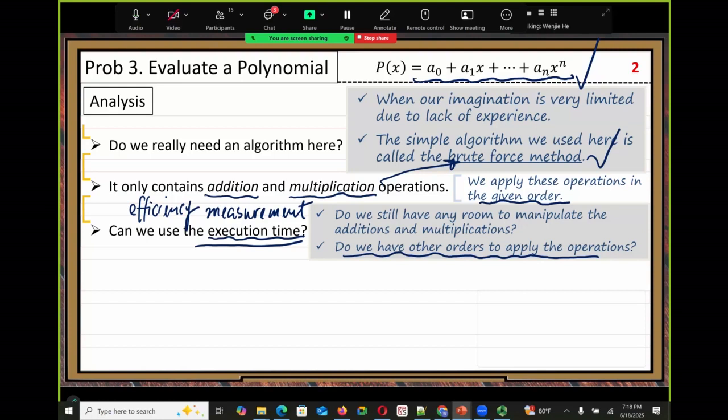But there is some problem. Although this is the straightforward measure of the efficiency, there is a serious problem if you use this measure. The serious problem is that this measure is unstable. Execution time is unstable. What do we mean by unstable? When you clock execution time, you need to run your program on a certain machine, a certain computer.